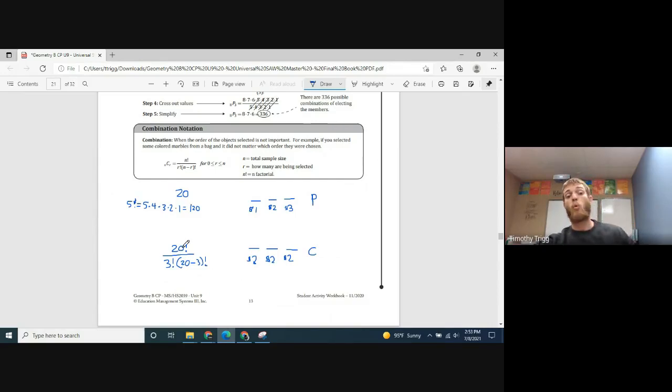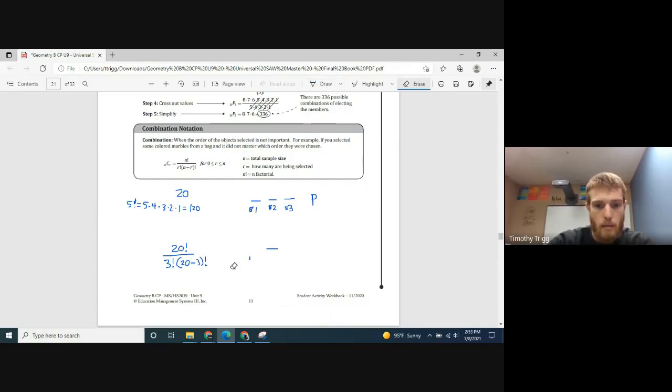So you can imagine how big 20 factorial is, right? That's 20 times 19 times 18 times 17 times 16 and so on, all the way down to 1, right? So 20 factorial is a very large number. But we can simplify this down, right? So I'm going to erase some of this, so I can have some room to write. So this would be 20 factorial over 3 factorial times 20 minus 3, well, that's 17 factorial.